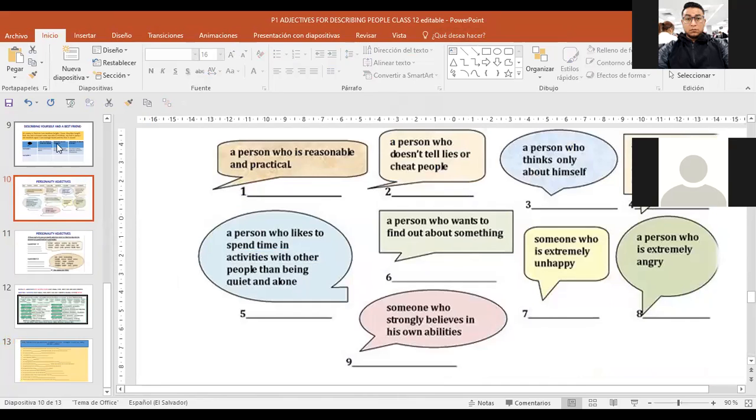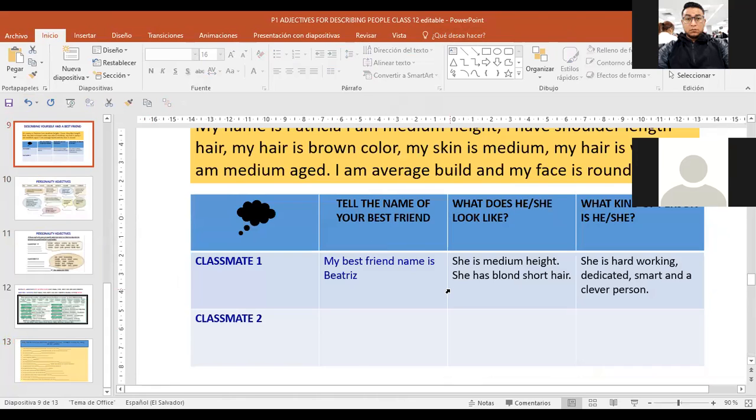Okay, empiezo. My best friend is Emmanuel. He is medium height. His eyes are brown color. And he's medium fat. And is hardworking and very friendly. Okay, great. Now you, my friend. Thank you. Thank you very much.